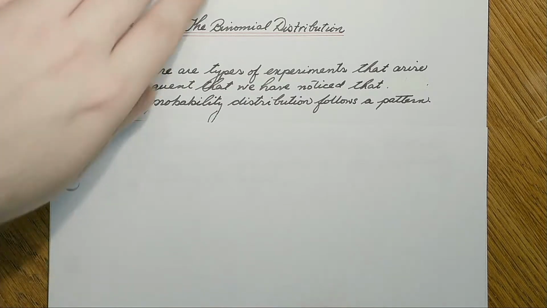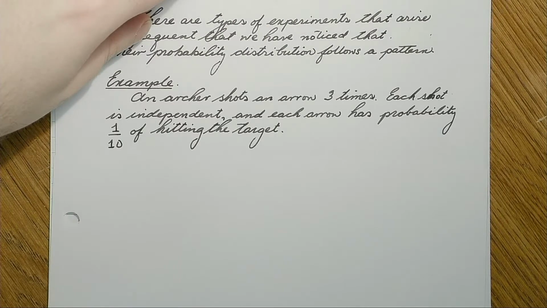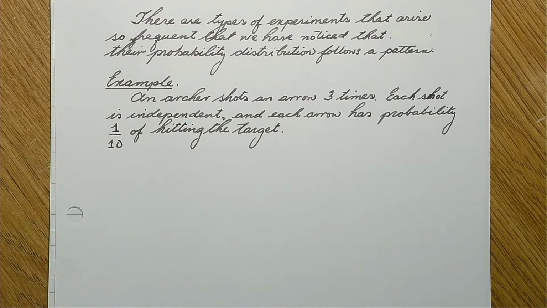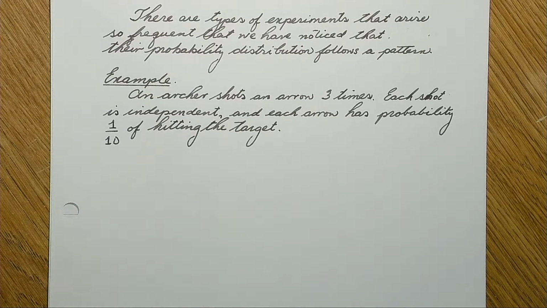Okay, so we'll move on to the example. There's an archer who shoots an arrow 3 times. Each shot is independent, and this is important, meaning that the first shot doesn't affect the second shot, and the second shot doesn't affect the third shot, so all of them are independent. Each arrow has a probability of 1/10 of hitting the target.